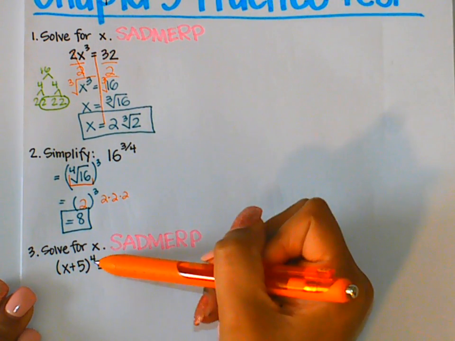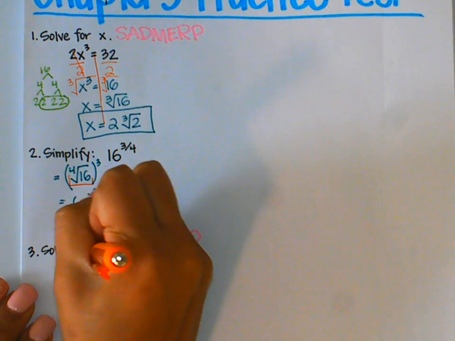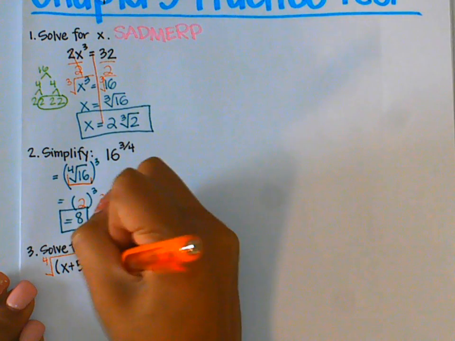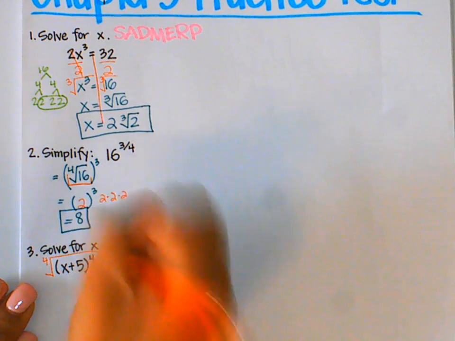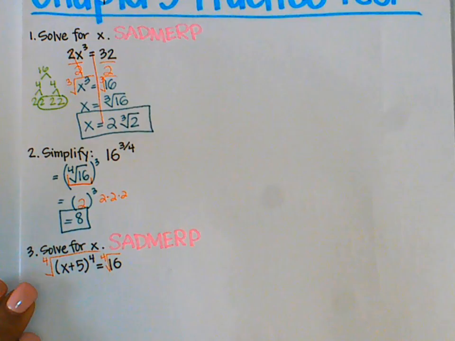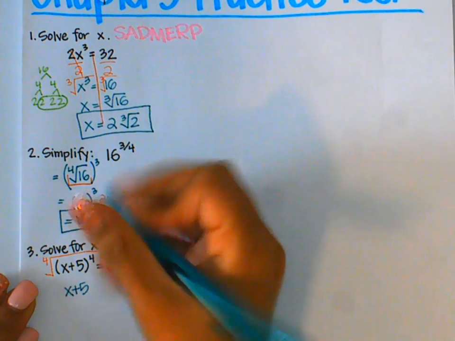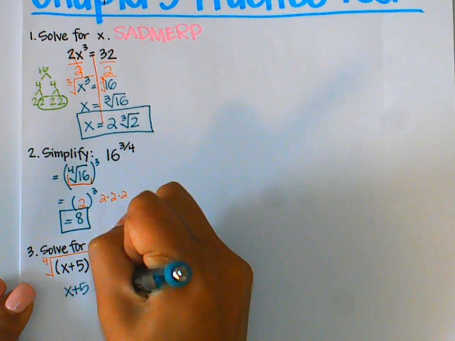I notice that I have the 4th root that I can use here to get rid of that power of 4. So take the 4th root of both sides. That cancels the exponent and the root out, and I am left with just the x plus 5. And then the 4th root of 16.